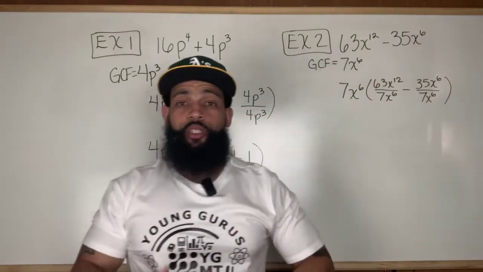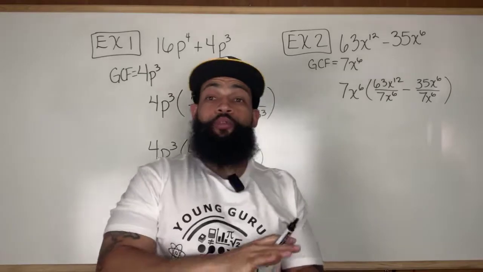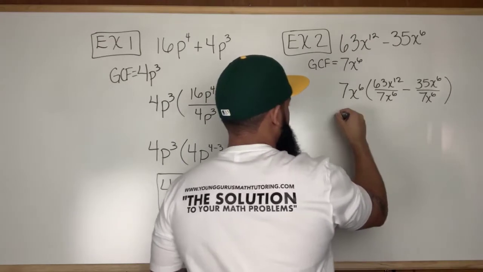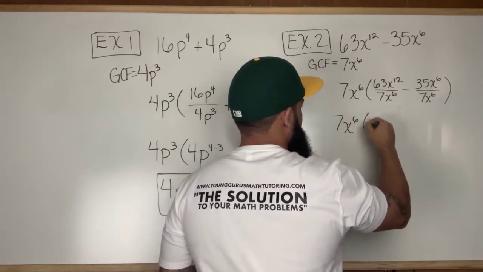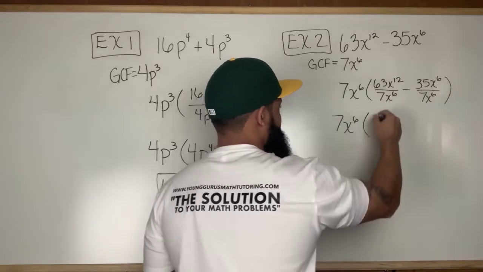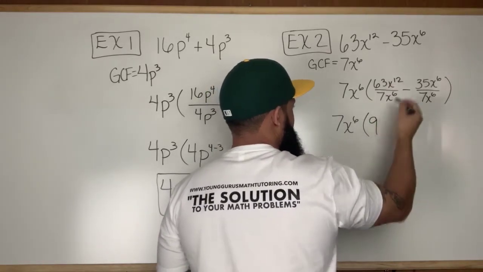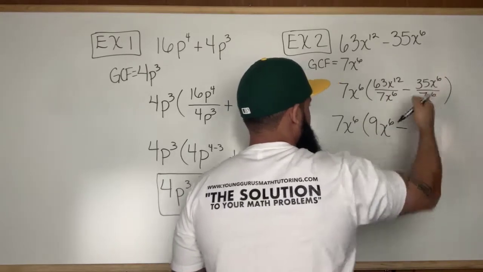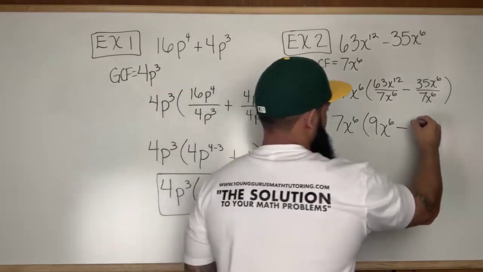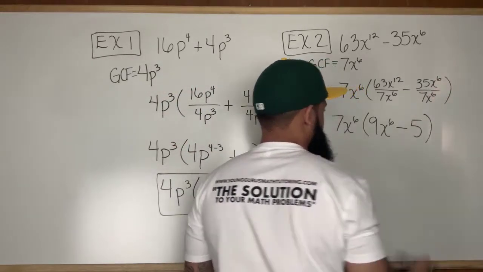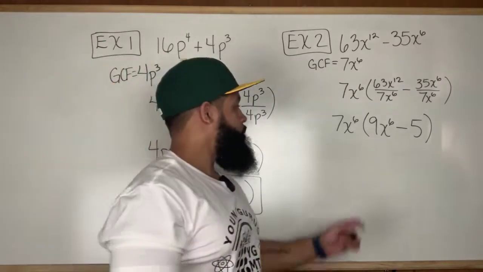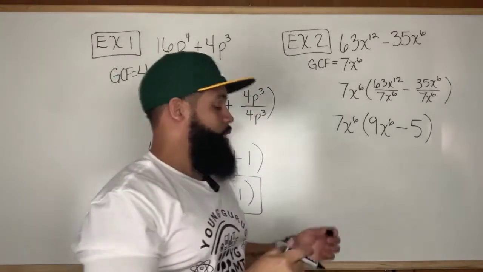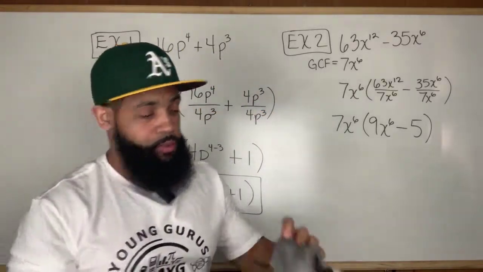This step is just an extra step because I try to make sure that I don't assume anybody knows anything. So I'm showing every single step. So then when I do the division here, I'm left with 7x to the 6th power, and then 63 divided by 7 is 9. Once again, we subtract the exponent. So 12 minus 6 is x to the 6th power. And then 35 divided by 7 is 5. And then x to the 6 divided by x to the 6 is just 1. So here, 7x to the 6 times (9x to the 6 minus 5). And those are factored.